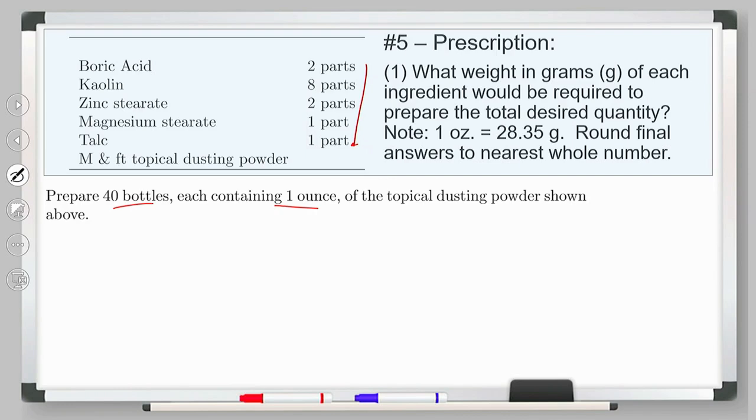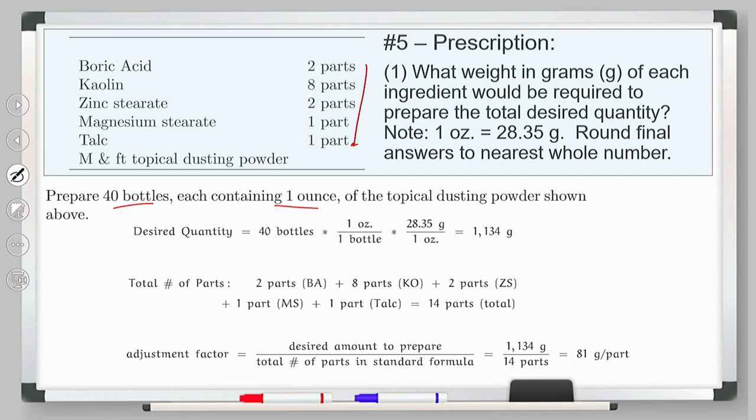So remember, step 1 is to determine the desired amount. How much are you wanting to prepare? I want to prepare 40 bottles at 1 ounce, and each ounce is 28.35. So would you agree, when I do that math across, what I desire is 1,134 grams of the total mixture. I don't know the individual amounts, but I know the total of the formula. I want a total mixture of 1,134 grams.